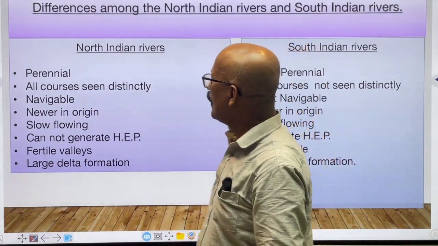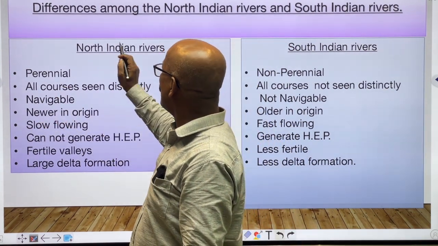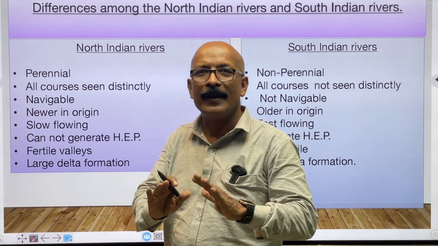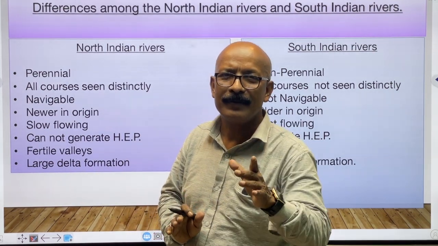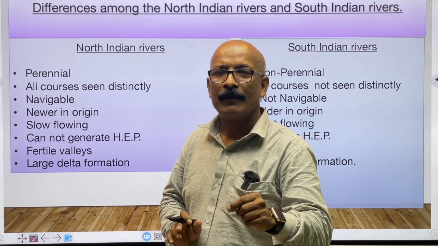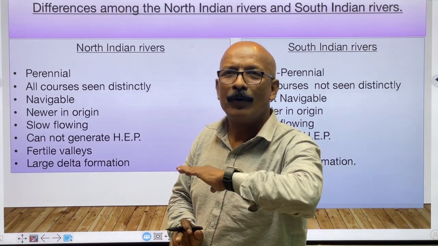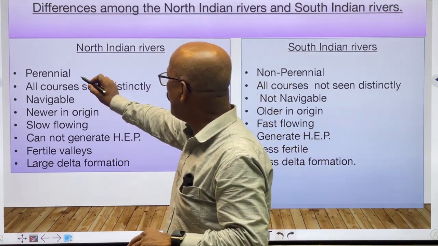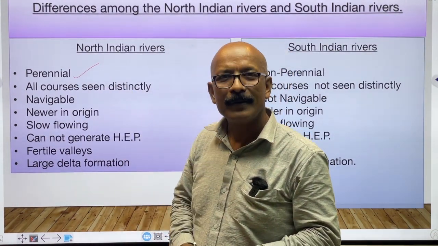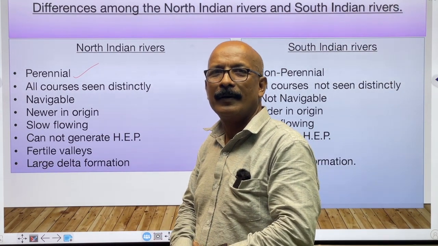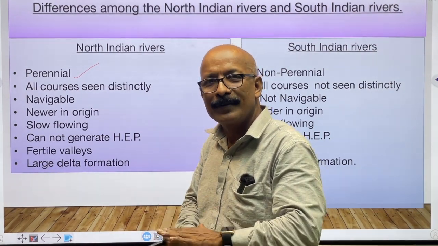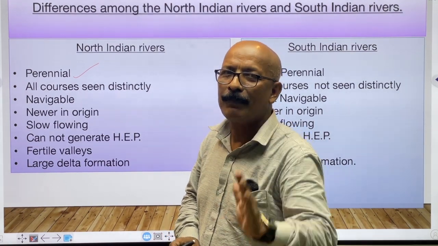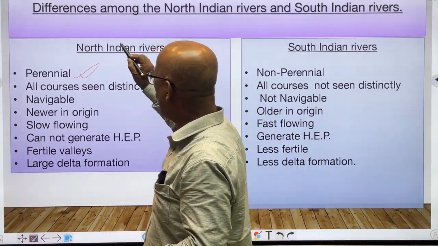Now you see, number 1, in case of North Indian rivers, all the rivers are perennial in nature. Perennial means the rivers where water is available for all 12 months, or for the entire year. That is called perennial.